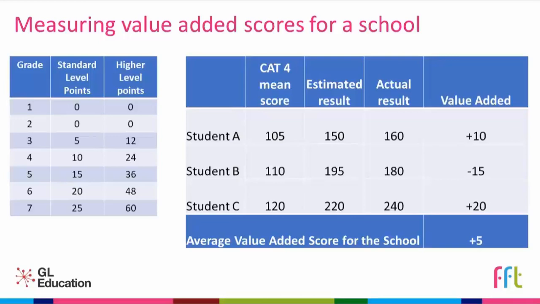The second student started with a higher CAT score. We would expect them to have a higher estimated result. Their actual result, however, was slightly below their estimate, so we say they have a negative value-added score of minus 15. And the final student with the highest CAT score, the highest starting point, they have an estimate of 220. They achieved an IB score of 240. So again, they have positive value added. And we can simply take the average of those value-added scores for all students to come up with a value-added score for the school, which in this case is slightly positive.